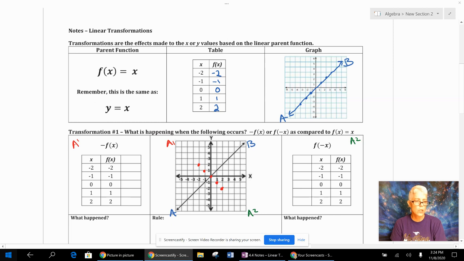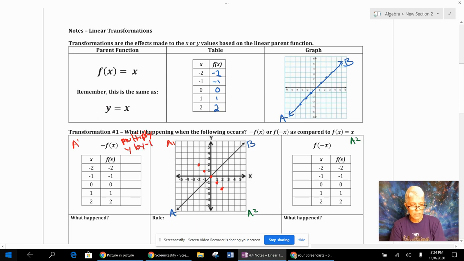Now, what if we toss things up? What if I put a negative in front of f of x? Now, remember, f of x is the y. x equals f of x because x equals y. So what if I put a negative in front of the f of x? In that situation, it's the same as multiplying y by a negative 1.